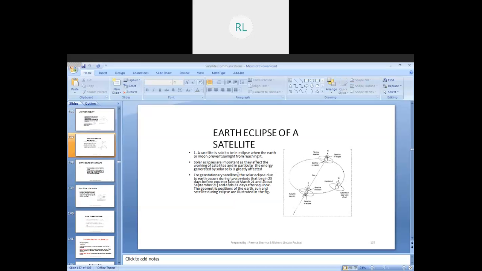Now this is nothing but 42164 and 6378. These are all standard values. We had seen them in our problems: the AGSO value and your R value. These are all standard values.